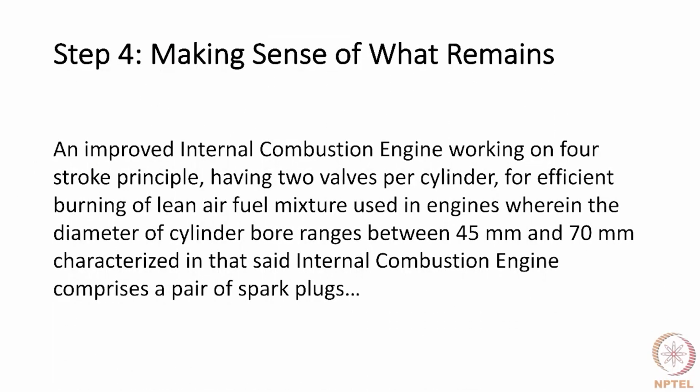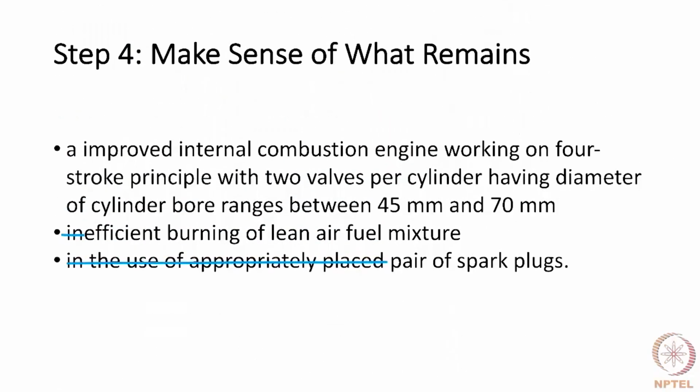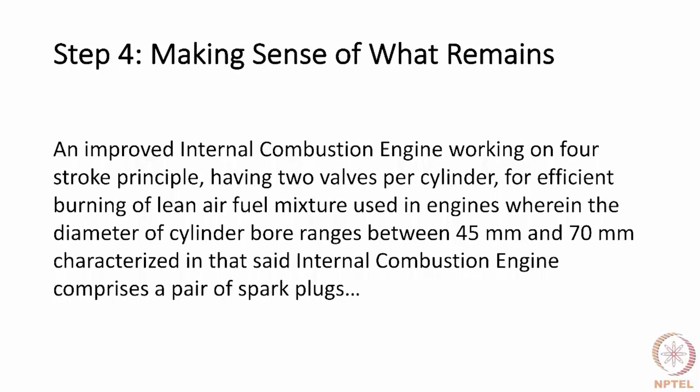So, making sense of what remains. We are still in step 4, so just combining from what you saw in the earlier step, we have struck off certain things with a blue line. What remains looks like this: an improved internal combustion engine working on 4-stroke principle, having, now we have included certain words, having 2 valves per cylinder for efficient burning. We have added that word, for efficient burning of a lean air fuel mixture used in engines wherein the diameter of the cylinder bore ranges between 45 mm and 70 mm.